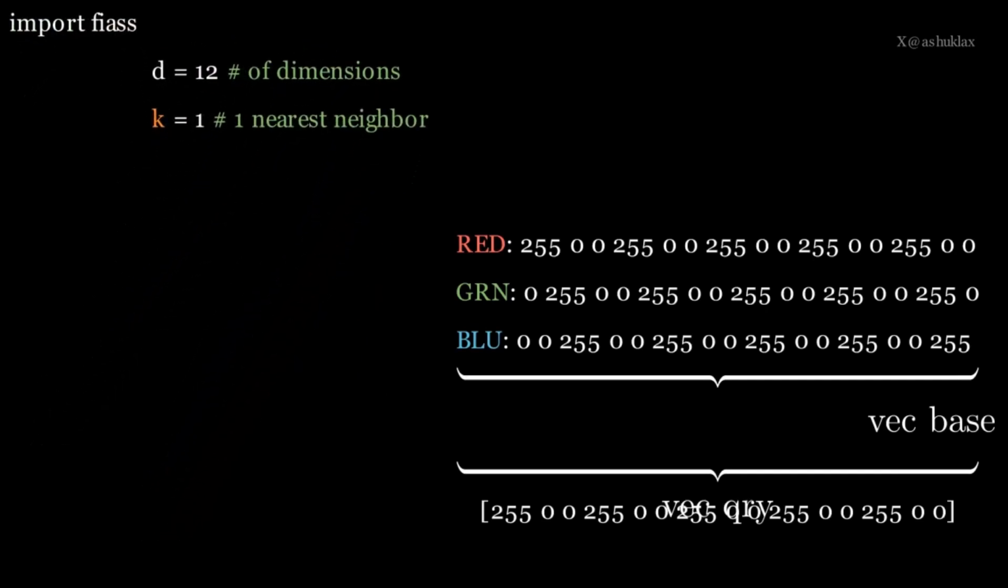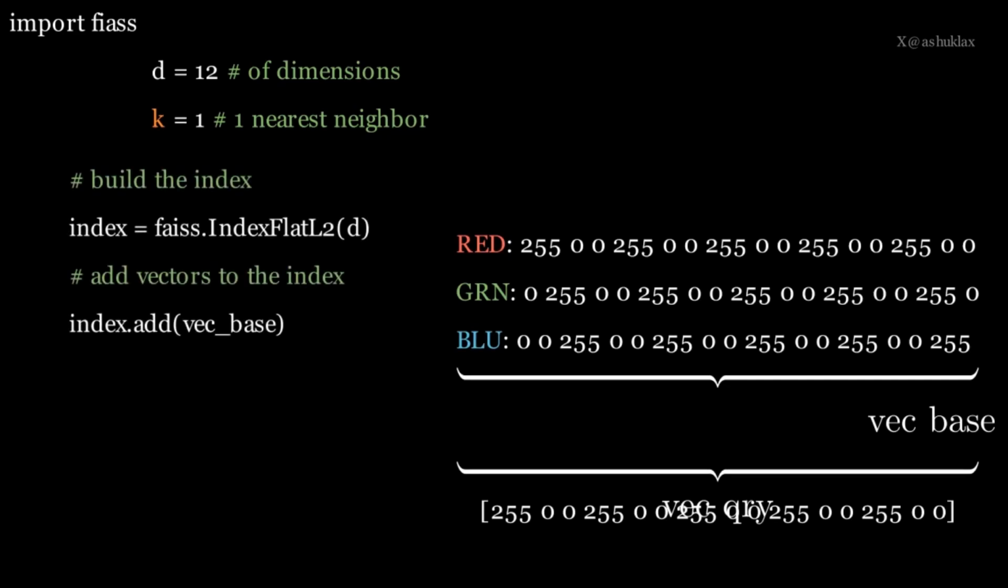First, we will need to import the FAISS library, which is a library for efficient similarity search and clustering of dense vectors. It's particularly useful for handling large datasets. Here, we define two variables. D represents the number of dimensions of the vectors we are working with. In this case, each vector has 12 dimensions. K represents the number of nearest neighbors we want to find. Here, we are looking for the single nearest neighbor.